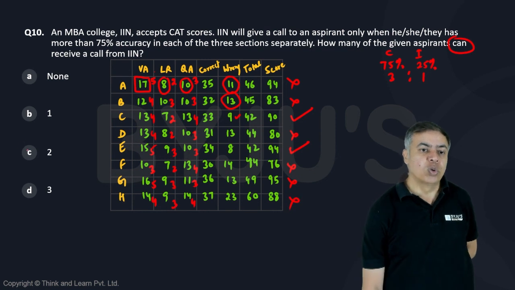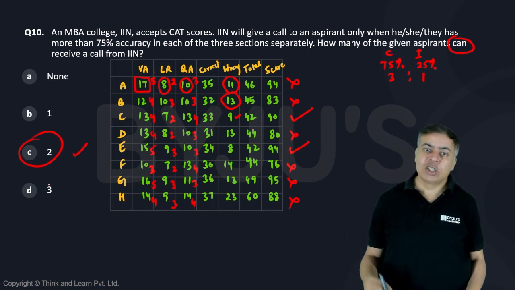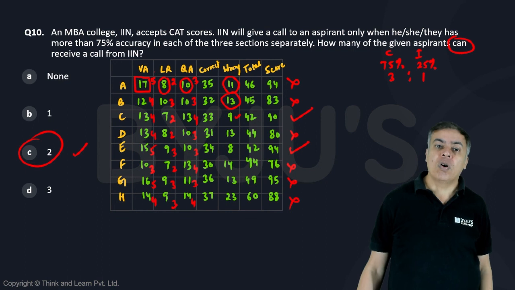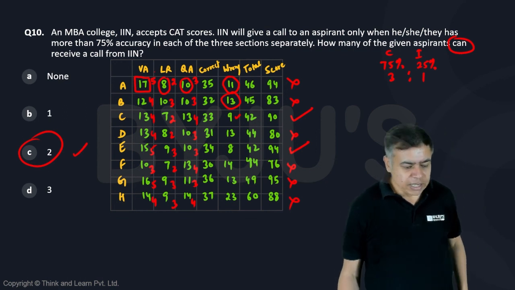So only two candidates can get a call from IIN, where it is possible to have more than 75% accuracy in all the sections. This was again a good question.